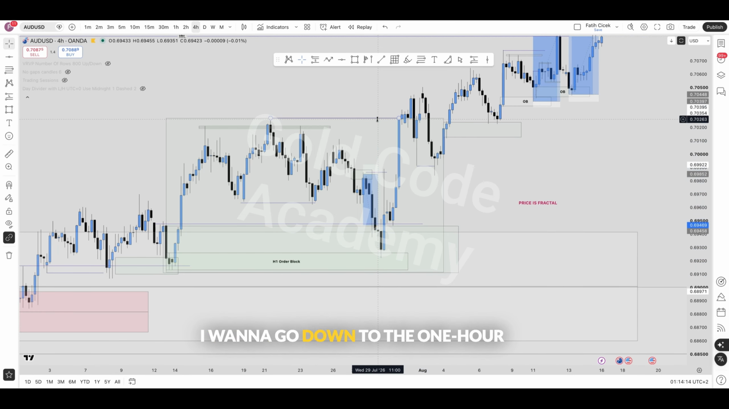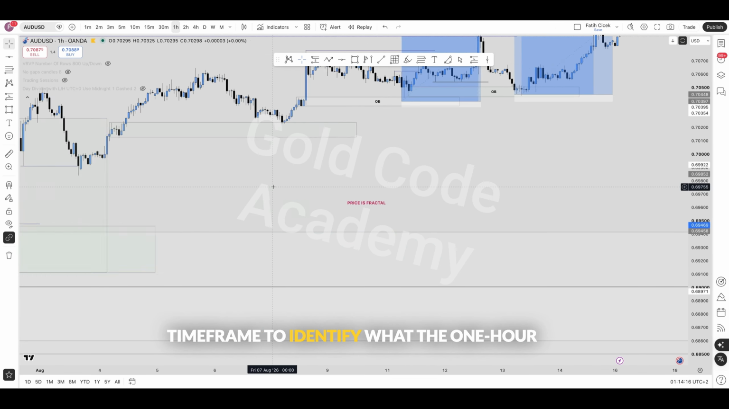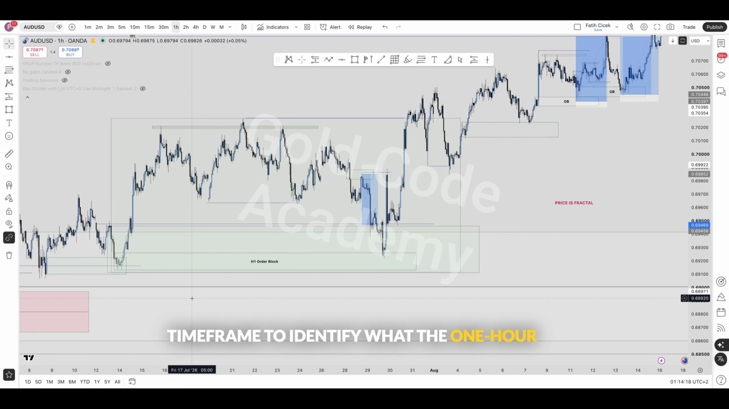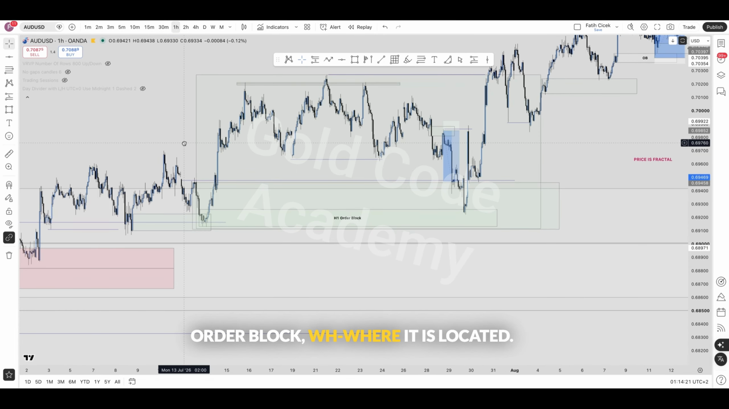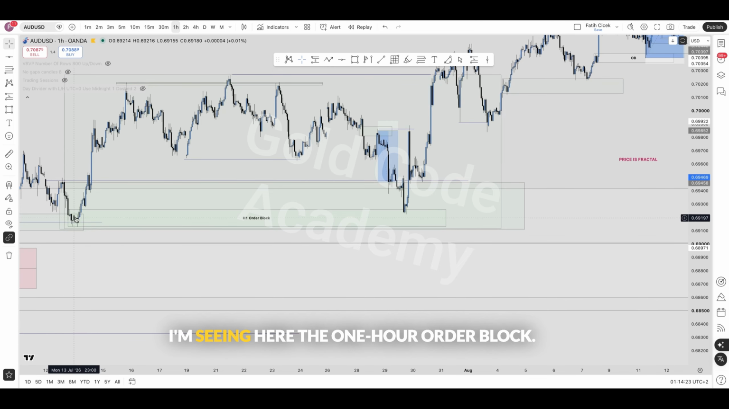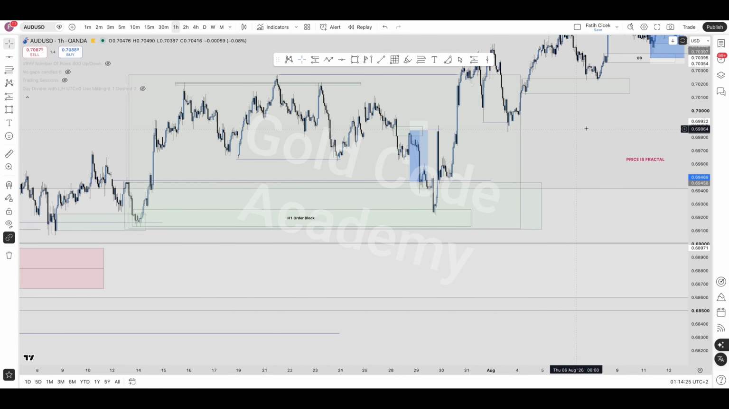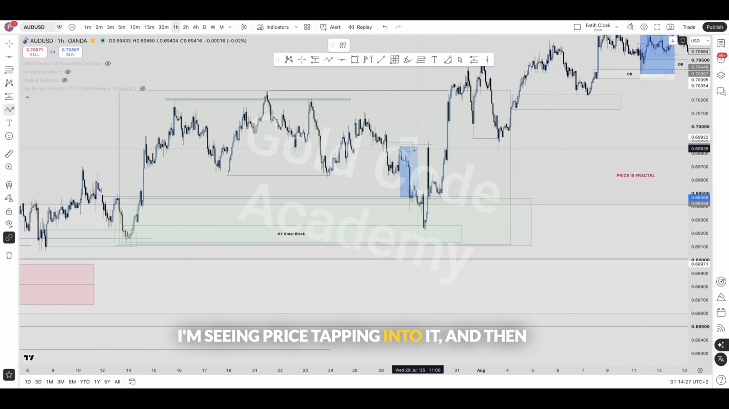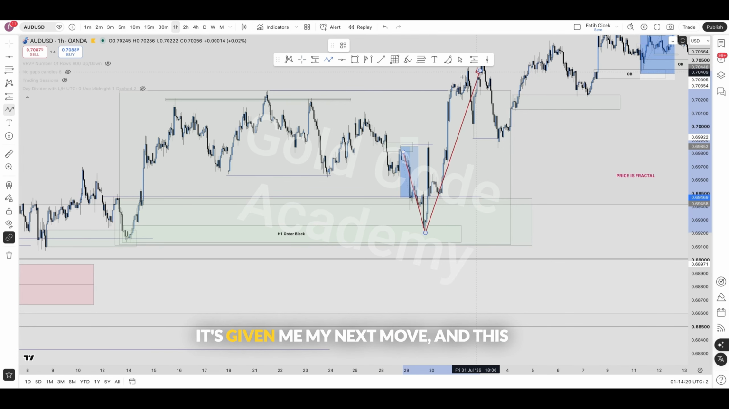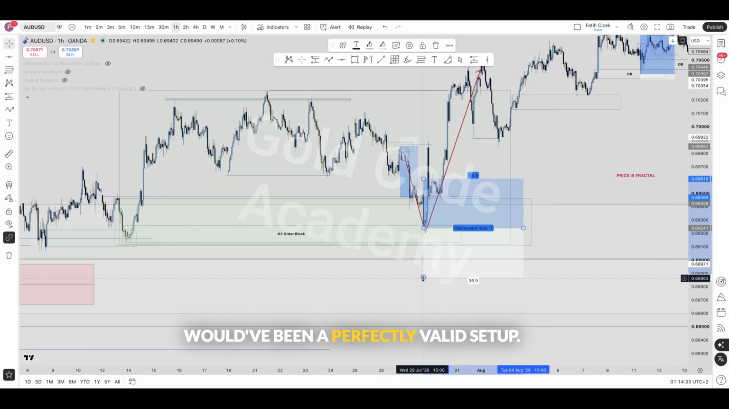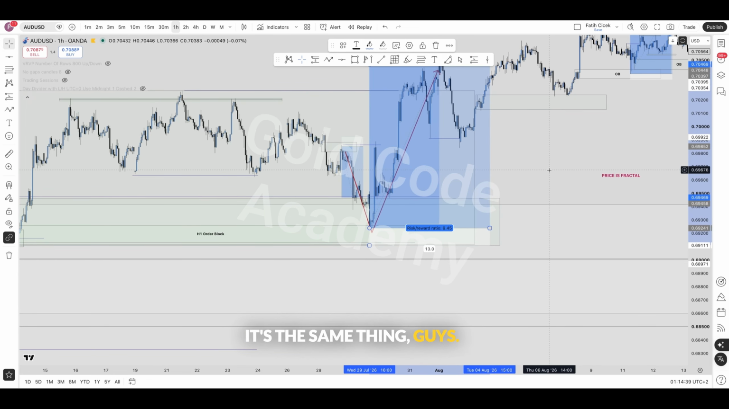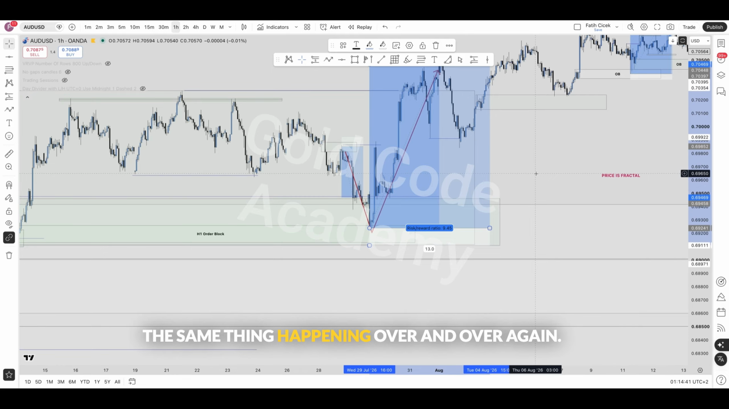I want to go down to the 1-hour time frame to identify where the 1-hour order block is located. I'm seeing here the 1-hour order block. I'm seeing price tapping into it, and then it's giving me my next move. And this would have been a perfectly valid setup. It's the same thing, guys. The same thing happening over and over again.